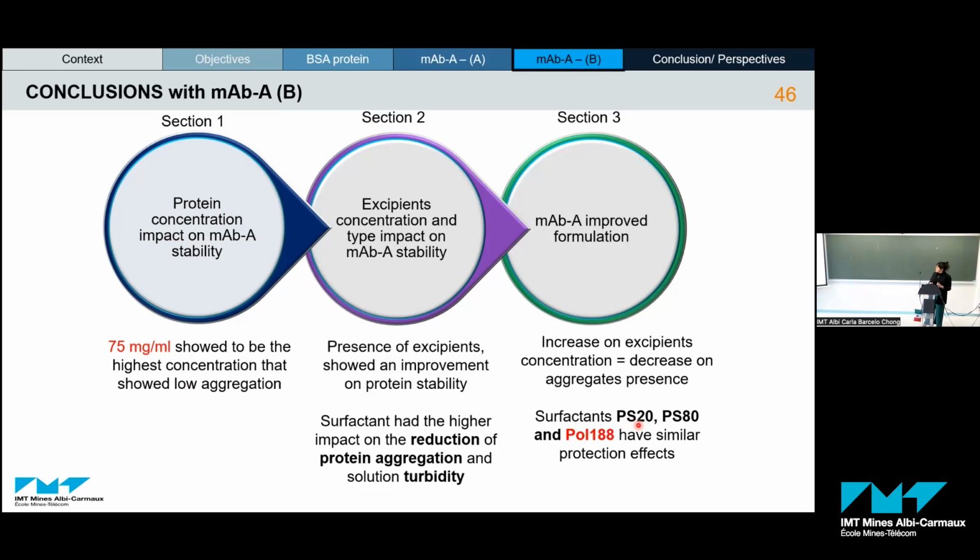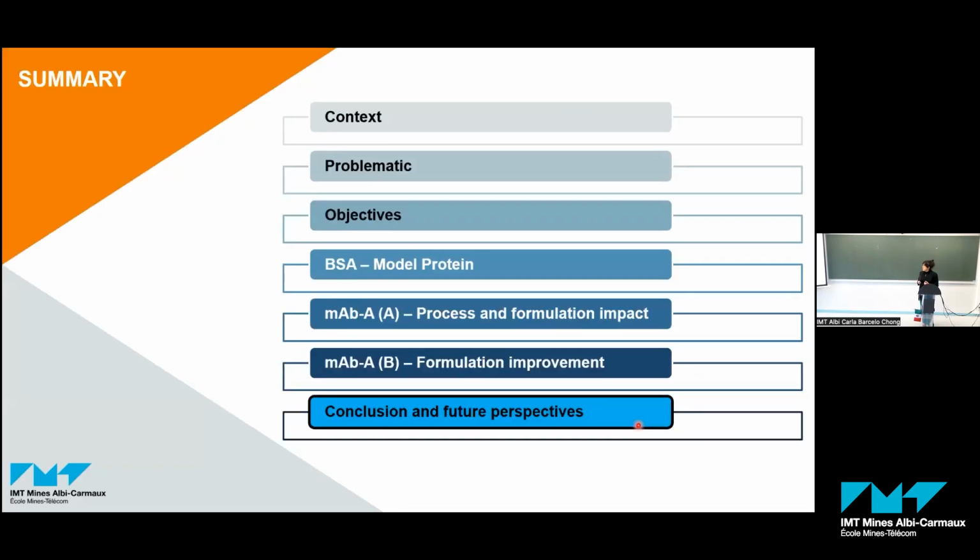But nevertheless, in the literature, poloxamer 188 is reported to have better results for the stability of proteins, given that in storage, polysorbates can be oxidized in the long run.